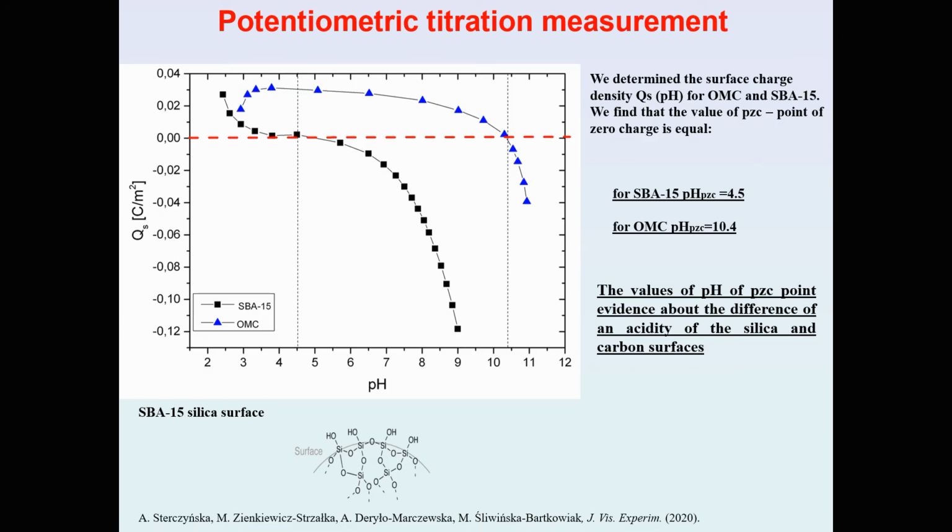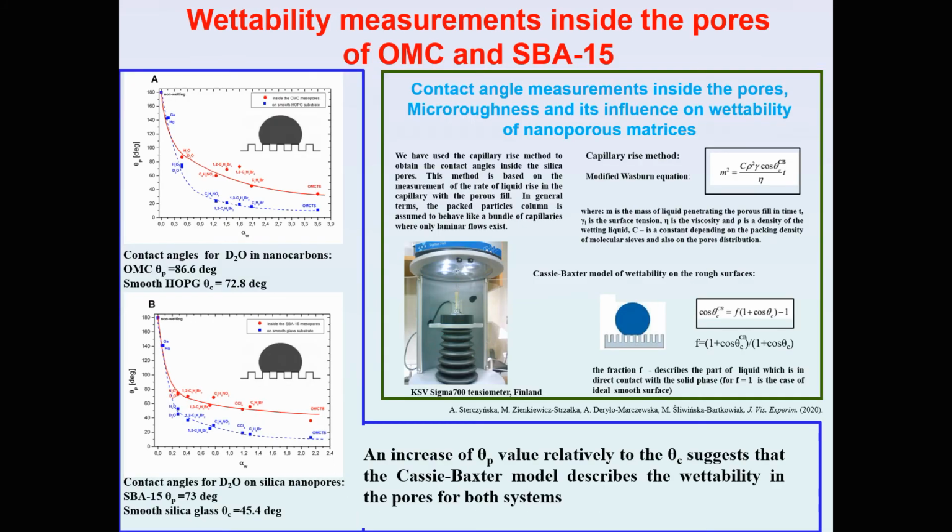We also did potentiometric titration measurements for both of these porous matrices, and for SBA15 we can observe the zero charge point at a pH value of 4.5, and for carbon material a much higher value, 10.4. So the values of the pH of the zero charge point give evidence about the difference in activity of the silica and carbon surfaces. We also perform contact angle measurements inside the pores.